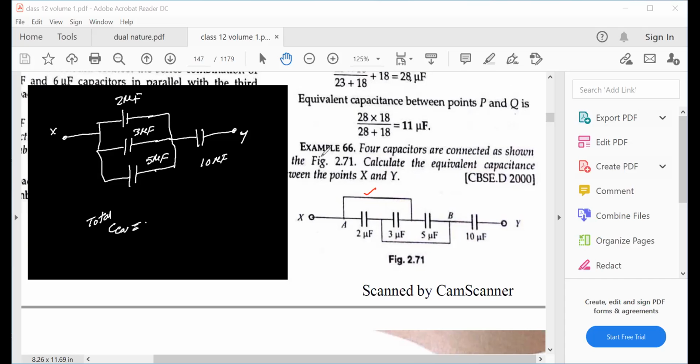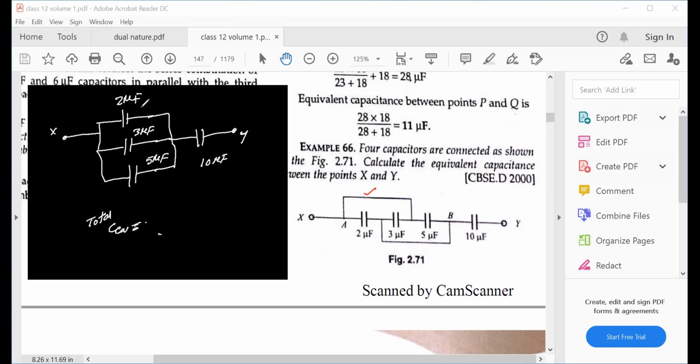Anyone? What is the equivalent capacitance? 10. Others? The answer is not 10, please check. What is the answer? Others? Can you please tell me? Yes, Tarani: 5, it is 5 microfarad. Correct.